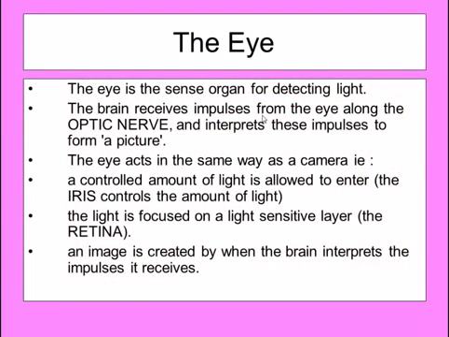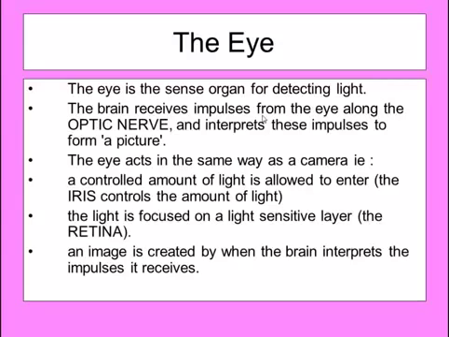Now, to give us some background that we probably already know, the eye is the sense organ for detecting light, and the brain receives impulses from the eye along the optic nerve. There's one optic nerve going from the back of each eye, and it will interpret these impulses that we've spoken about already, electrical impulses, to form a picture. Now, of course, there isn't an actual picture in the brain, but that is the way that the brain perceives the world.